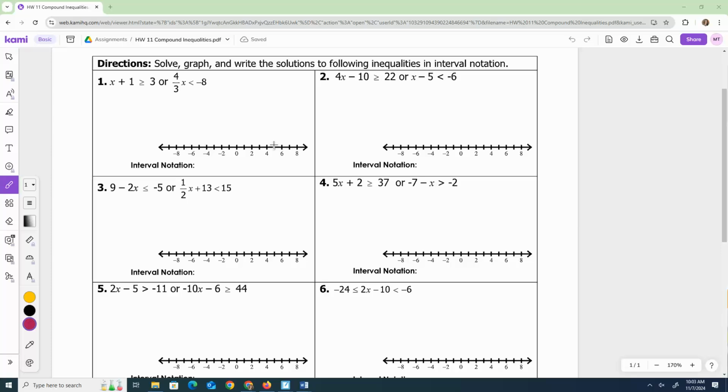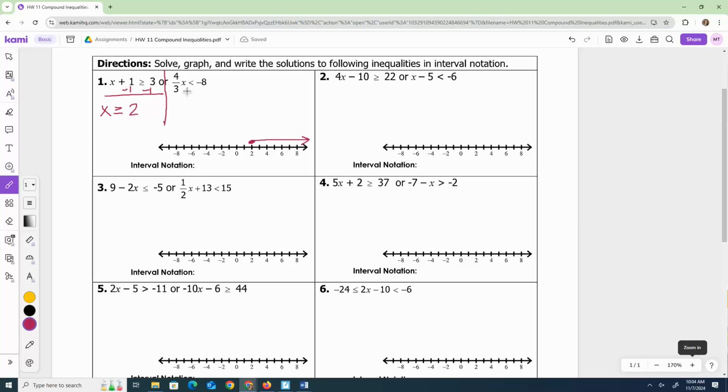Just in between? Two separate. Ors go two separate directions. Okay, so what do we do for the first one? Subtract number one. We get x greater than or equal to 2. Alright, open or closed circle at the 2? Closed. And going to the right.